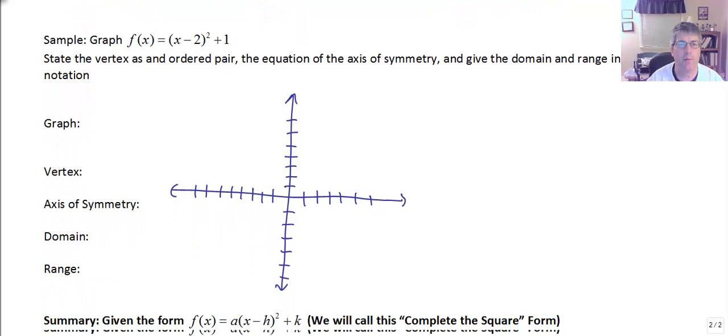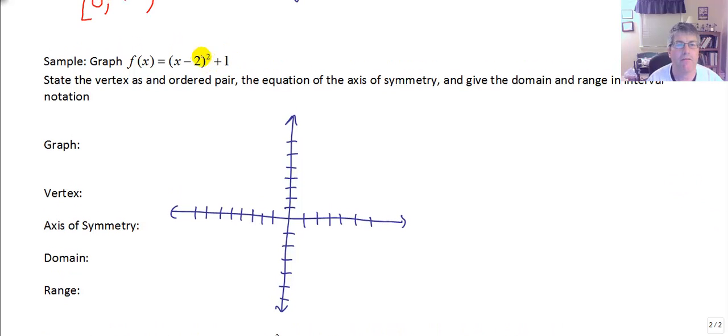Let's do another sample. Let's graph f of x equals x minus 2 quantity squared plus 1. Well, I've got this plus 1, that's my k. That is going to shift Joe Parabola up 1 unit. And this is x minus a +2 squared. So I'm going to shift my graph 2 units to the right.